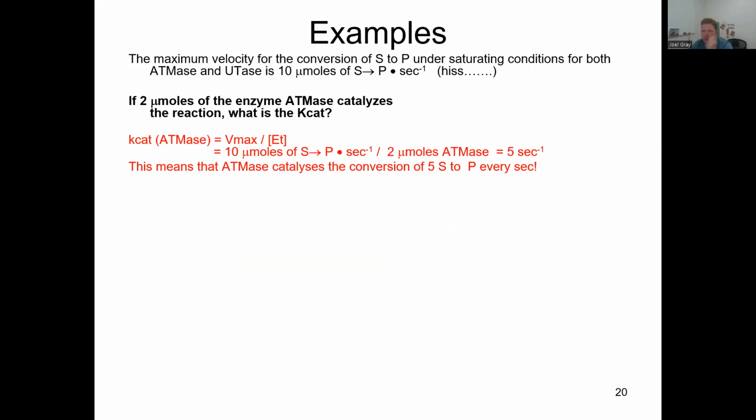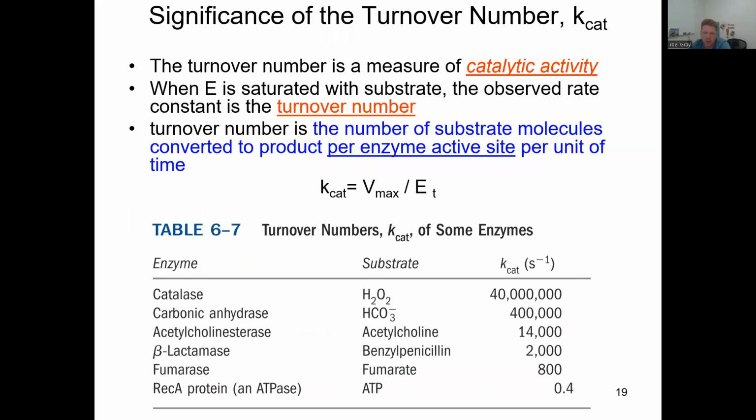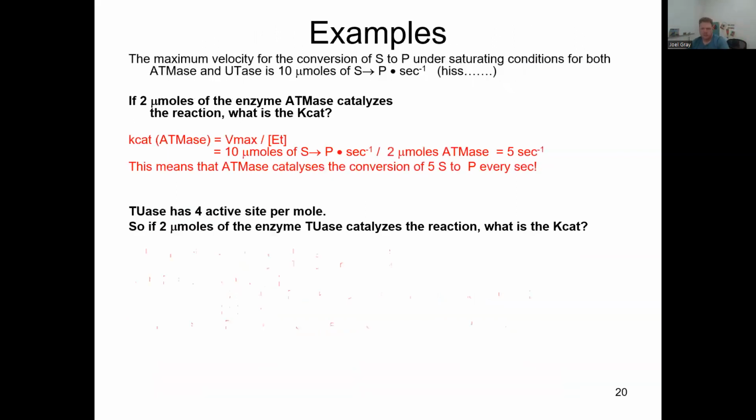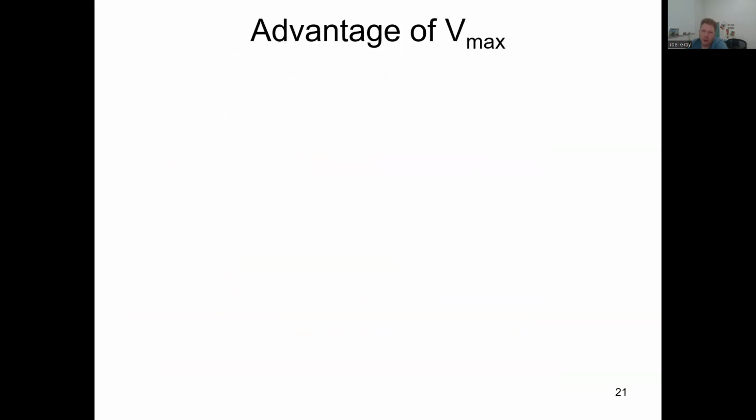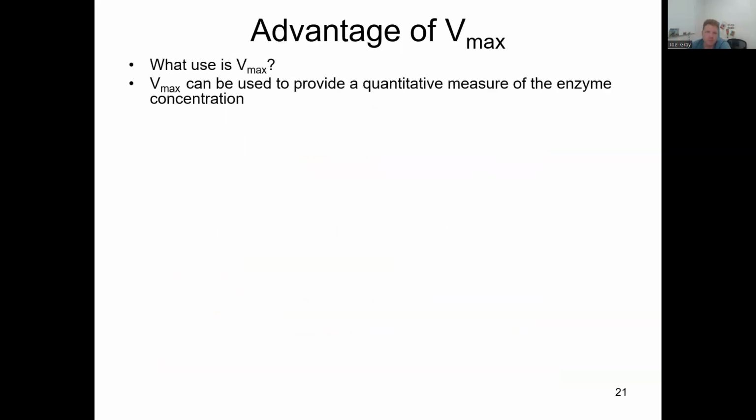catalytically active. So if we jump back and look at this table right here, the higher the Kcat, you could look at it as which is better, the higher Kcat or the lower Kcat? The higher the Kcat, because that means it's converting this many substrates to product per second. Now, an advantage of Vmax is that it can be used to provide a quantitative measure of the enzyme's concentration.